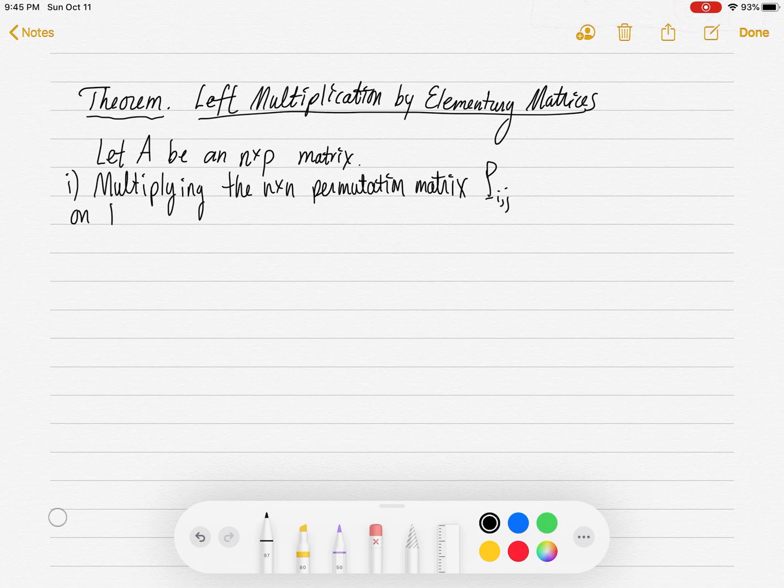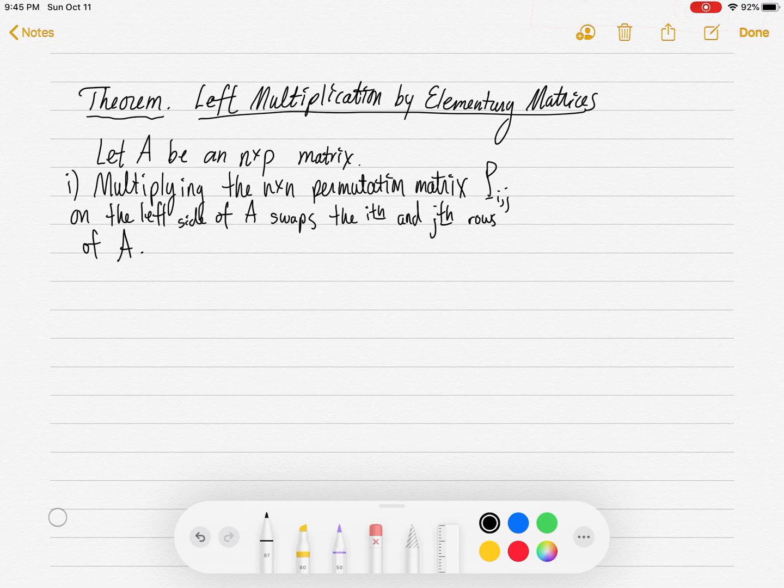Remember how we wrote that? P_ij, right? The permutation matrix was like P_ij, on the left side of A. So what do you think happens when you multiply a permutation matrix on the left side of a matrix A? It swaps the ith and the jth rows, not columns, rows, of A.